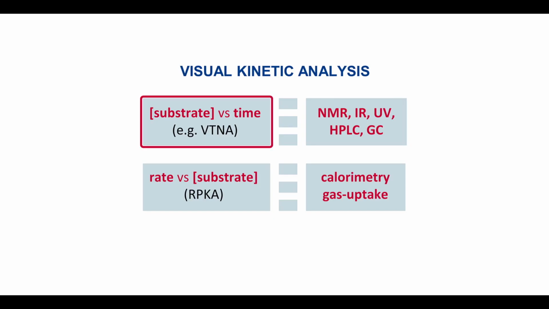Concentration against time profiles are the most common in chemistry. They can be obtained by monitoring the reaction by NMR, IR, UV, or by simply sampling the reaction and analysing the aliquots by HPLC or GC. As such, we will first inspect the implementation of these analyses.